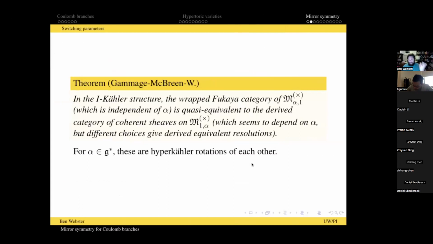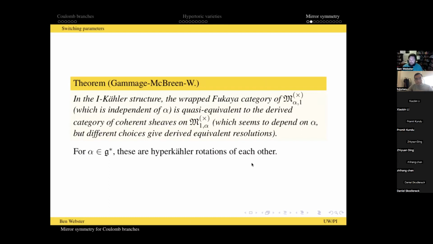And indeed, what we expect would work really does work. If you take the hyperkähler structure, the wrapped Fukaya category of one of these guys, I have this parameter alpha here, but actually the wrapped Fukaya category is independent of alpha, and is equivalent to the derived category of coherent sheaves on this multiplicative guy, which I'll note has exactly the same structure, the same line bundles. You literally just take the same set of characters and take the associated line bundles.